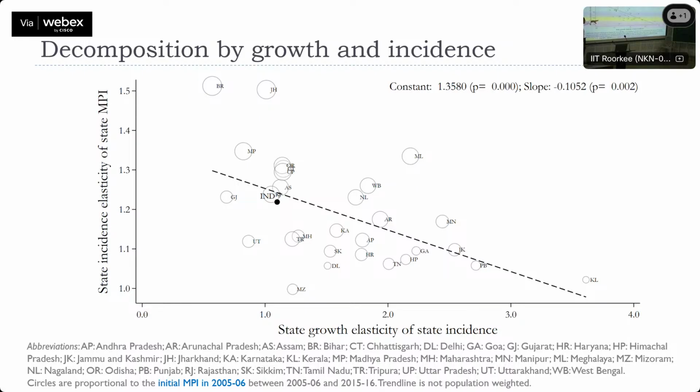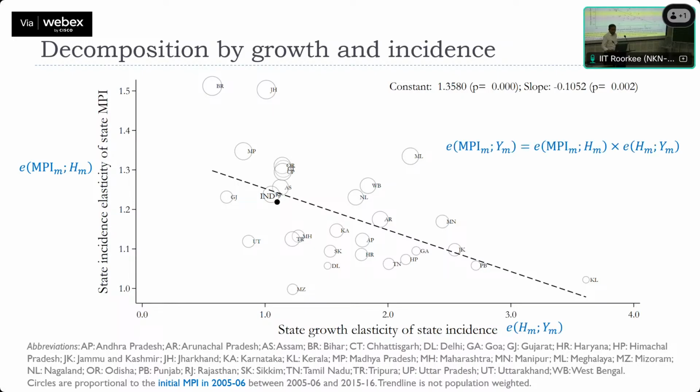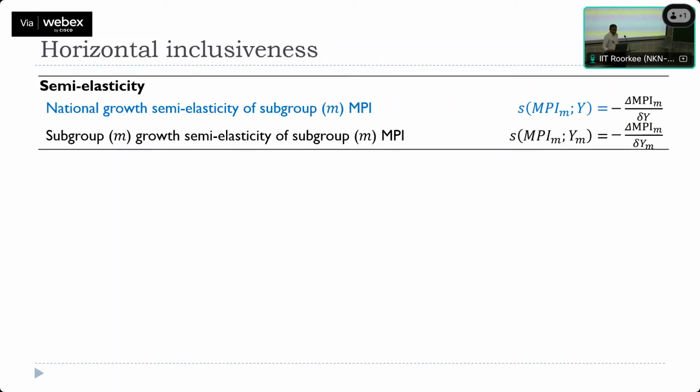Now, it's not necessary that all the states have reduced MPI and H in the same level, with the same intensity. Again, let me show you another kind of picture, another kind of decomposition. Okay, so this is horizontal inclusiveness. What we are going to do here, first we will try to see how the national growth has translated to state MPI reduction.